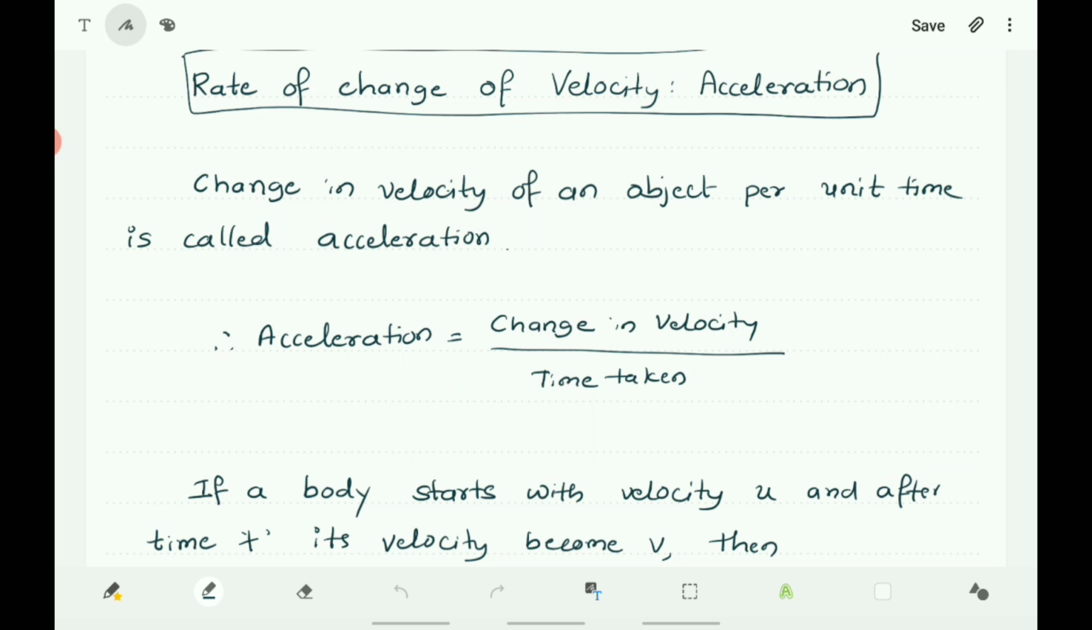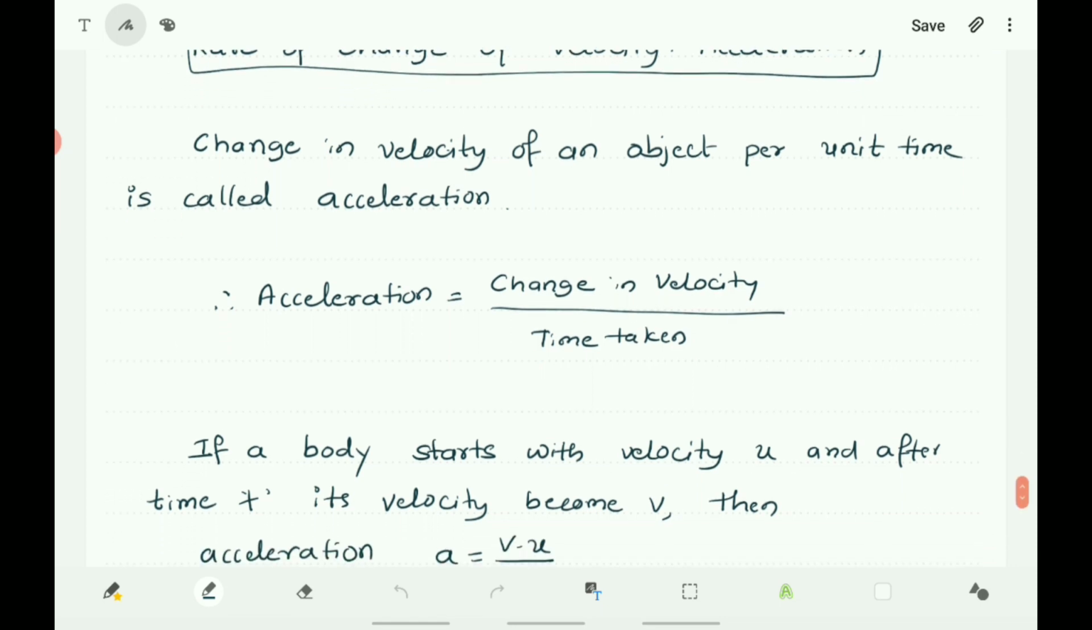Acceleration is the rate of change of velocity. It is the change in velocity of an object per unit time. So acceleration is equal to change in velocity by time taken.